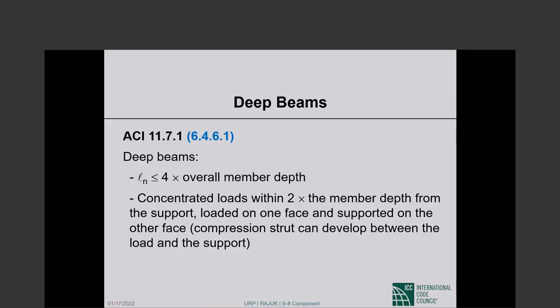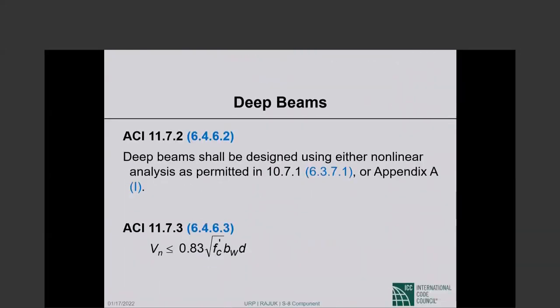So imagine a portion of a beam, let us say the left end is on a support. At some distance away from the support, a concentrated load is applied on the opposite face within twice the member depth from the support face. This portion of the beam is also a deep beam. Deep beams shall be designed using either nonlinear analysis as permitted in section such and such, or Appendix A, which is strut and tie model. So that's about all 318-08 tells you. Nonlinear analysis, because if it is a deep beam, plane sections don't remain plane anymore.